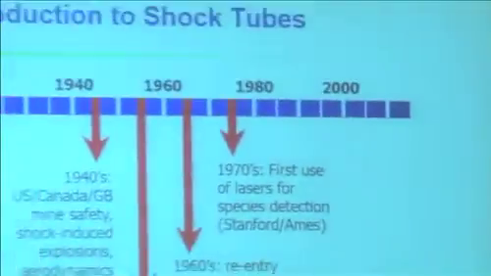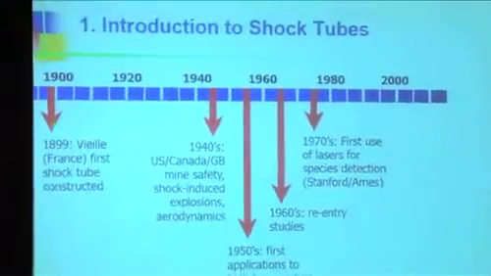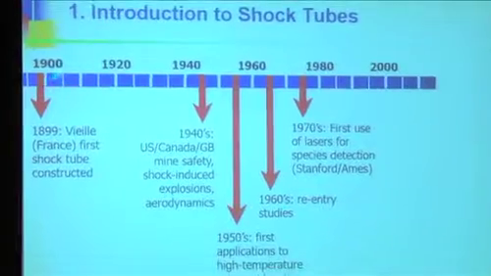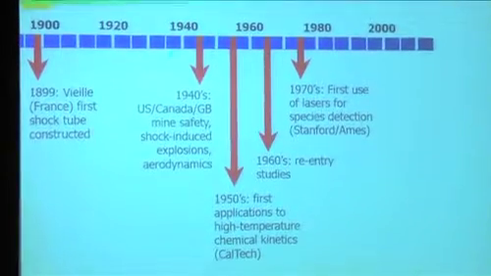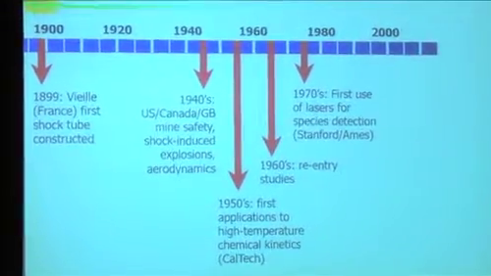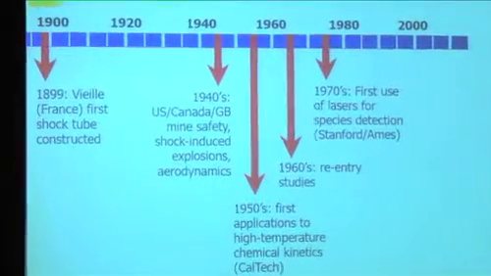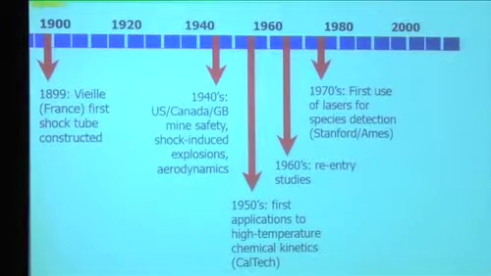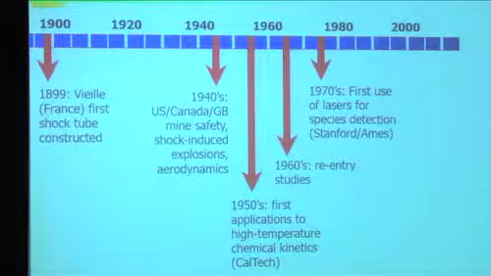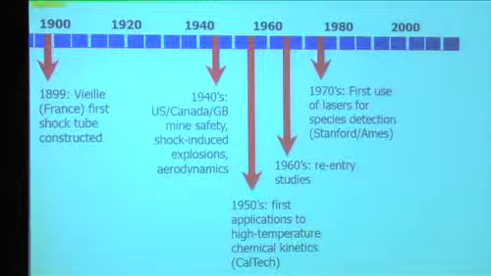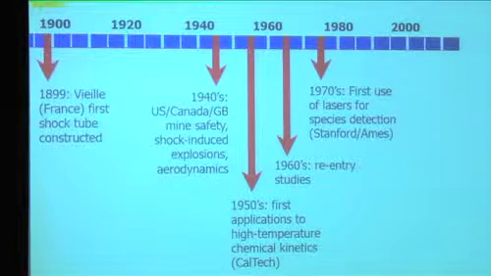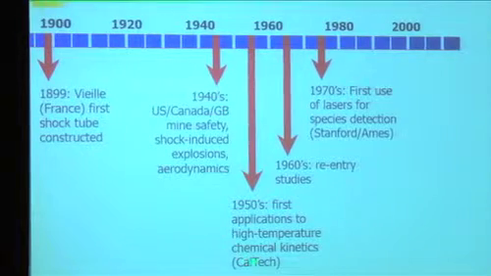As far as I know, the first application of shock tubes was around 1899 in France by Paul Vieille. There was a lot of interest in the Second World War period in using tubes to look at mine safety and explosions and aerodynamics. In the 50s, as far as I know, that was the first time it was ever used to study chemical kinetics. I thought it was at Caltech.